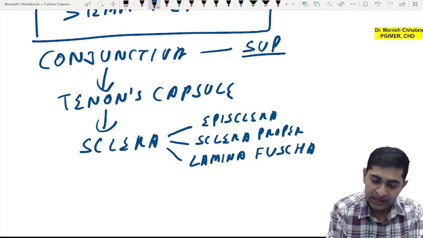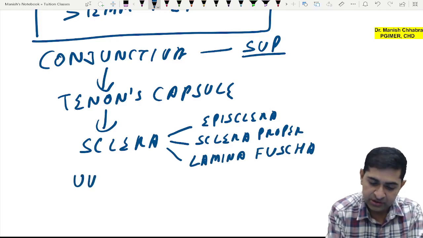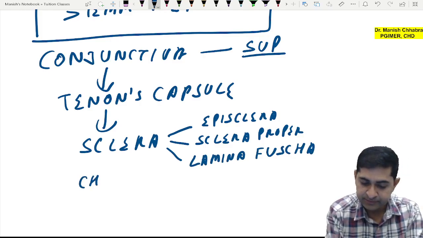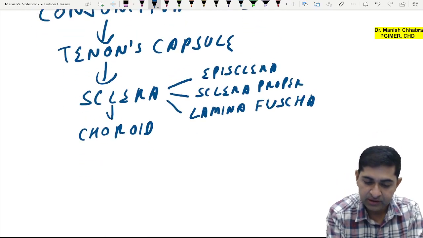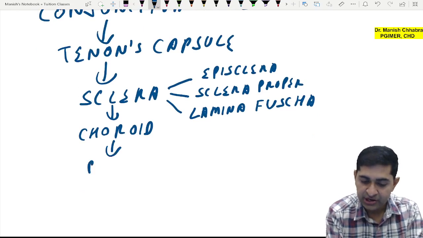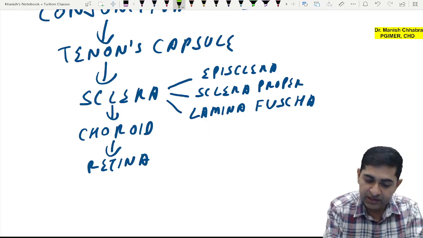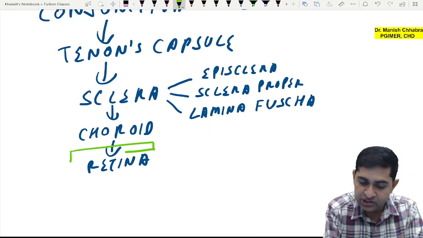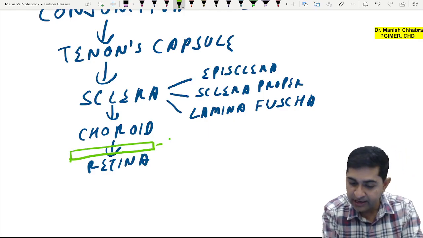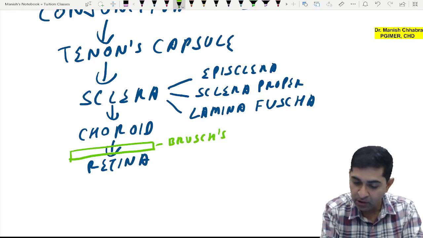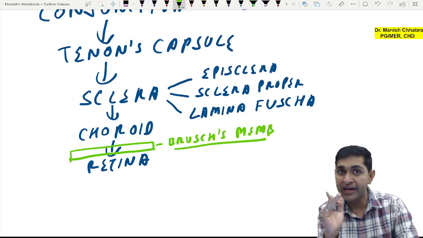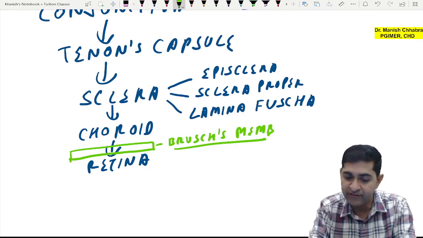And you know, next is choroid, and last, the innermost part, is retina. Okay, in between choroid and retina there is one special membrane. Can you tell me the name of the membrane? As we proceed forward, we will be doing about this. This is your Bruch membrane. It has its own relevance, which we will do wherever it is required.